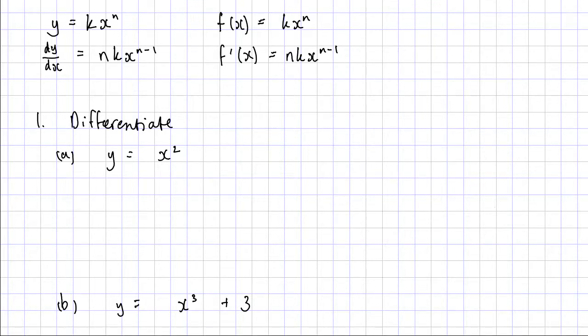Okay, now this is a different way to denote it as well. We have f(x) in place of y here, and otherwise it's the same, and in place of dy over dx we have f dash x. Okay, and then this is the same as that. So there are two ways of writing it. Now let's see how this works.